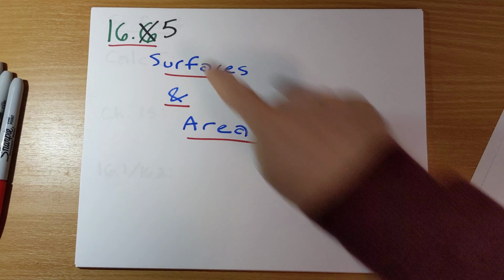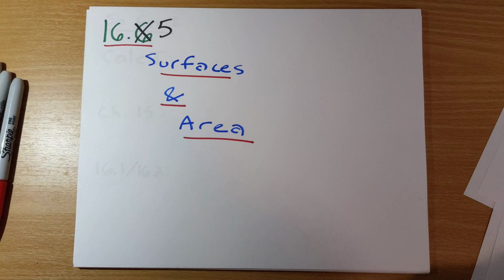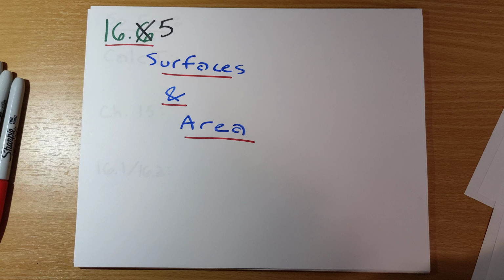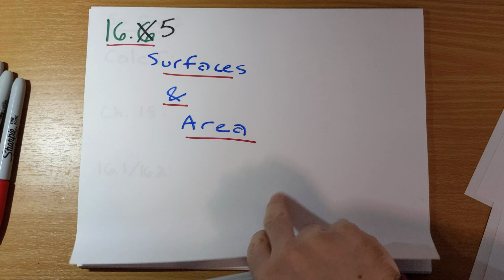Section 16.5, not 6, section 16.5, surfaces and area. So this section is going to be the springboard to the rest of the course. We have 4 sections left to go, 16.5, 6, 7, 8. And this section will provide a lot of the machinery that we'll need for the big finale for this class.